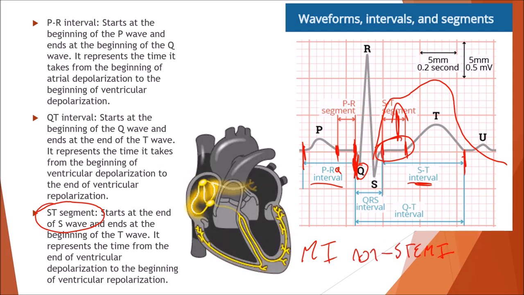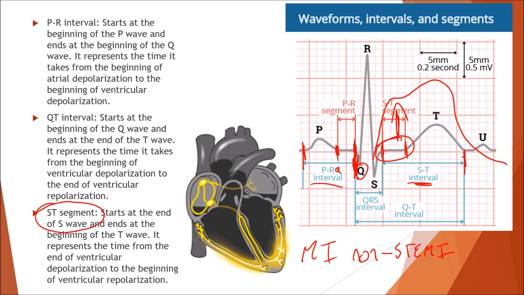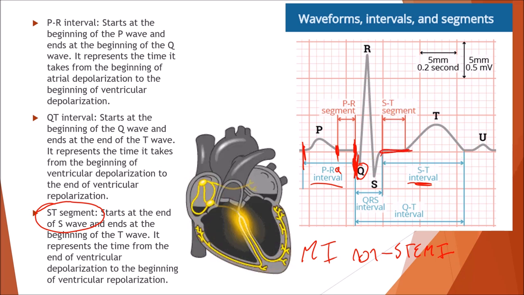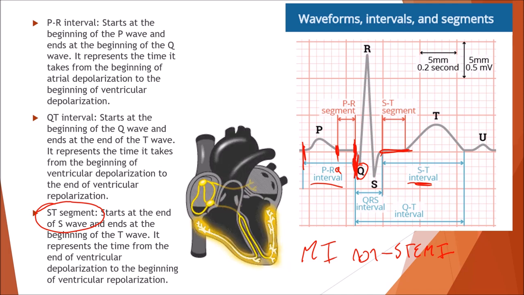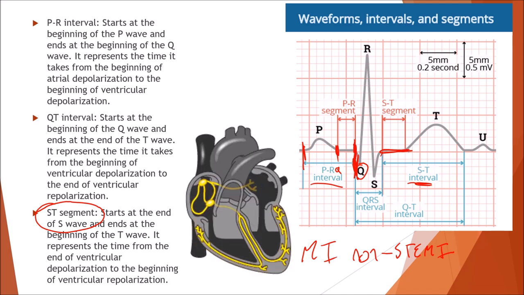And in a non-STEMI, this person is having a heart attack, but the ST wave is normal, right? And that's a different type of heart attack. Just make sure you know that the ST segment can determine whether the patient is having a heart attack or not. The medical term for heart attack is myocardial infarction.